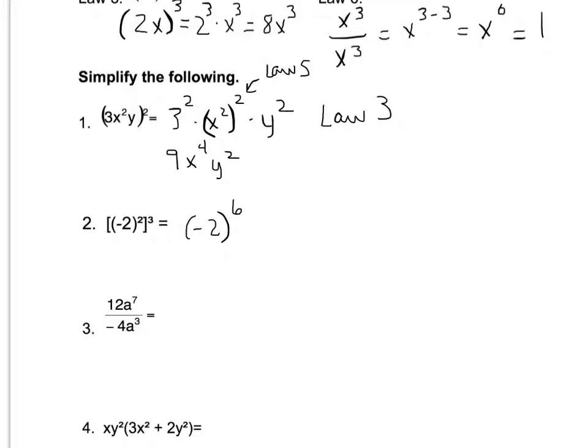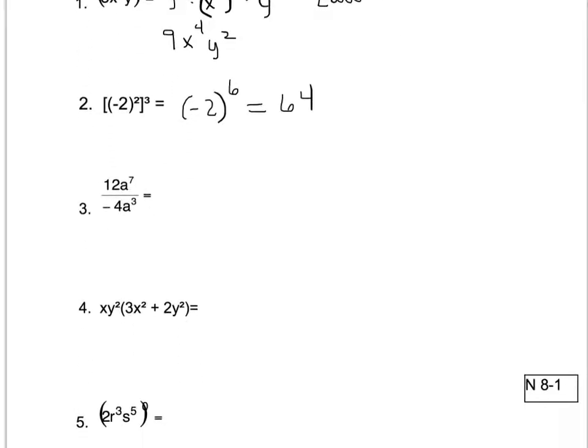Now, if I'm cleaning this up, I better pay close attention. I have a negative number, but it's raised to an even power. If I have a negative number multiplied together 6 times, that's going to give me a positive, and 2 times 2 times 2 times 2 times 2 times 2 is going to be 64. So that entire thing will simplify to be the number 64.